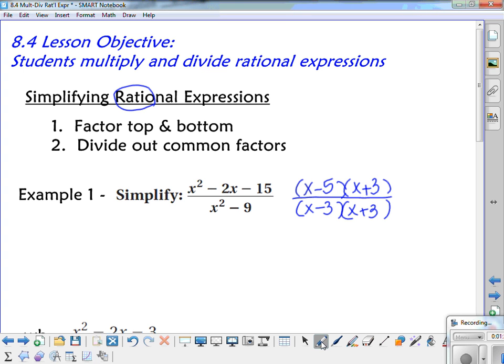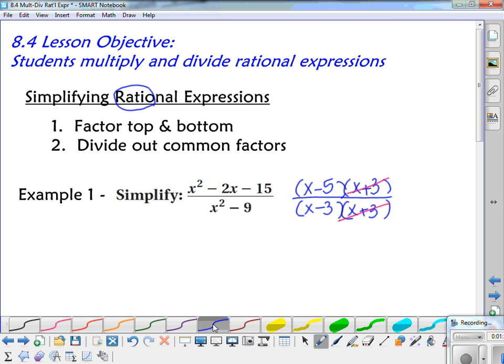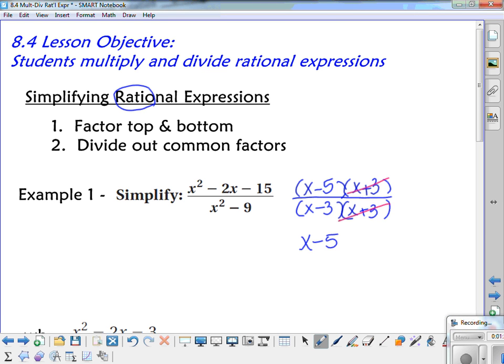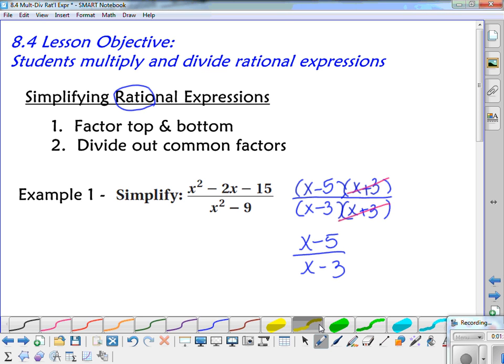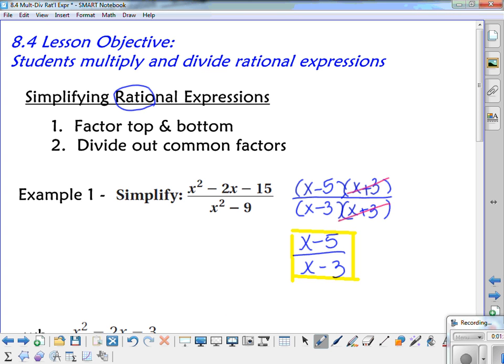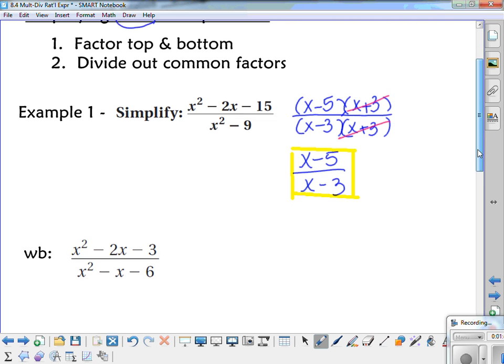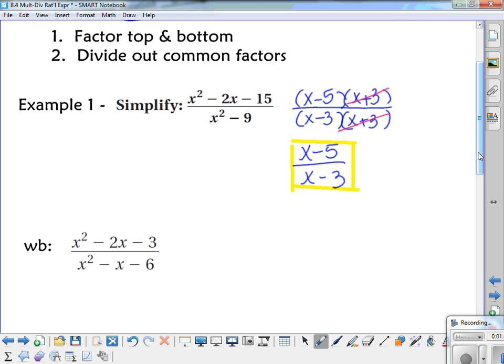And so I can see that I have an x plus 3 on the top and the bottom. And so I can divide those out, and I'm just left with x minus 5 over x minus 3. Okay, those are pretty straightforward. You're just factoring and then eliminating the common factors. So when you're done writing that down, there's one for you to do on your whiteboards.